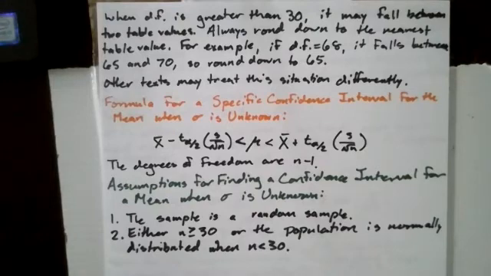Formula for a confidence interval for the mean when sigma is unknown: x bar minus t sub alpha over 2 times s over the square root of n, which is less than mu, which is less than x bar plus t sub alpha over 2 times s over the square root of n. The degrees of freedom are n minus 1. Assumptions for finding a confidence interval for a mean when sigma is unknown: the sample is a random sample, and either n is greater than or equal to 30, or the population is normally distributed when n is less than 30.